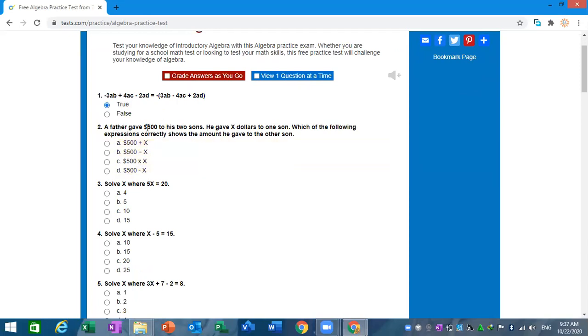After giving $500 to his 2 sons, he gave X dollars to 1 son. Which of the following expressions correctly shows the amount he gave to the other son? Could you please tell me? After giving 500 to his 2 sons, he gave X dollars to 1 son. Which of the following expressions correctly shows the amount given to the other one? Yes, Bomika? Bomika, you are raising your hand. Please answer.